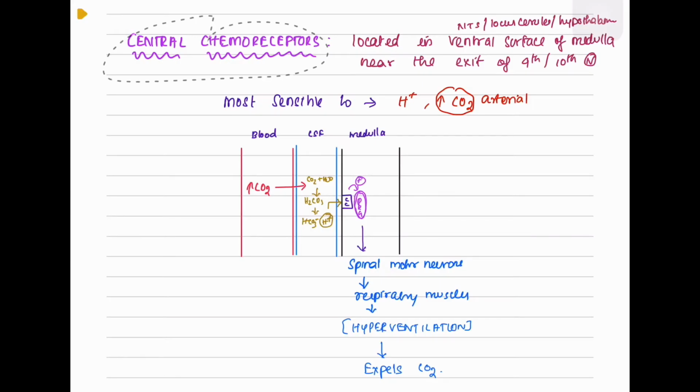The central chemoreceptors are located in the ventral surface of the medulla near the exit of the 9th and 10th nerve, which is glossopharyngeal and vagus nerve. They are more sensitive to H plus and increased arterial CO2. When the arterial CO2 gets increased, it diffuses into the CSF and reacts with water to form carbonic acid, which dissociates further into bicarbonate and H plus ions. This H plus ions activates the dorsal respiratory group, which sends action potential to the spinal motor neurons, thereby activating the respiratory muscles, resulting in hyperventilation, which expels the CO2.